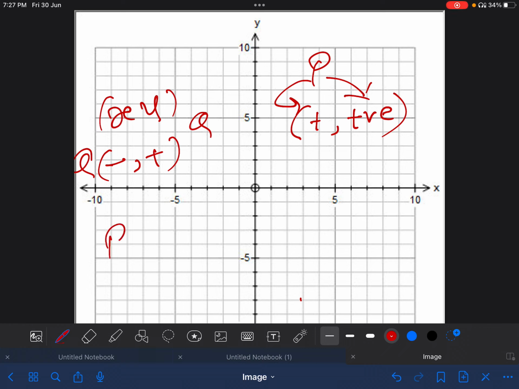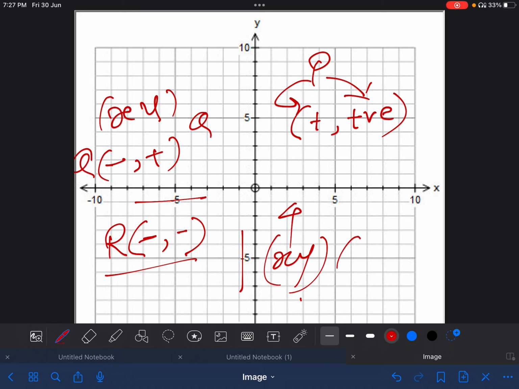Let's see R, which is a point in the third quadrant. Obviously the signs of X and Y are both negative. X is negative, Y is also negative, so the coordinates are minus minus. Similarly, in the next quadrant, the fourth quadrant, the sign of X is positive and Y is negative. Likewise, we have to keep this in mind.